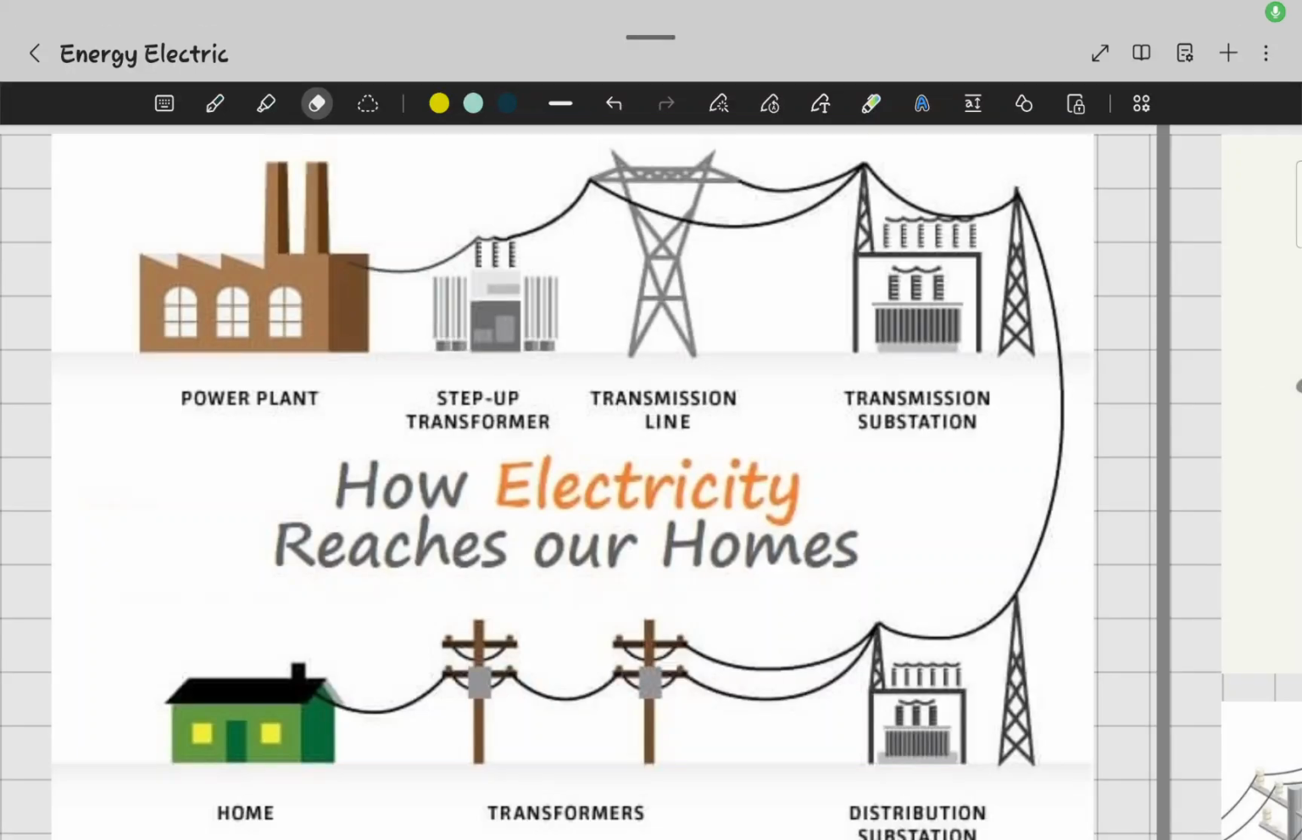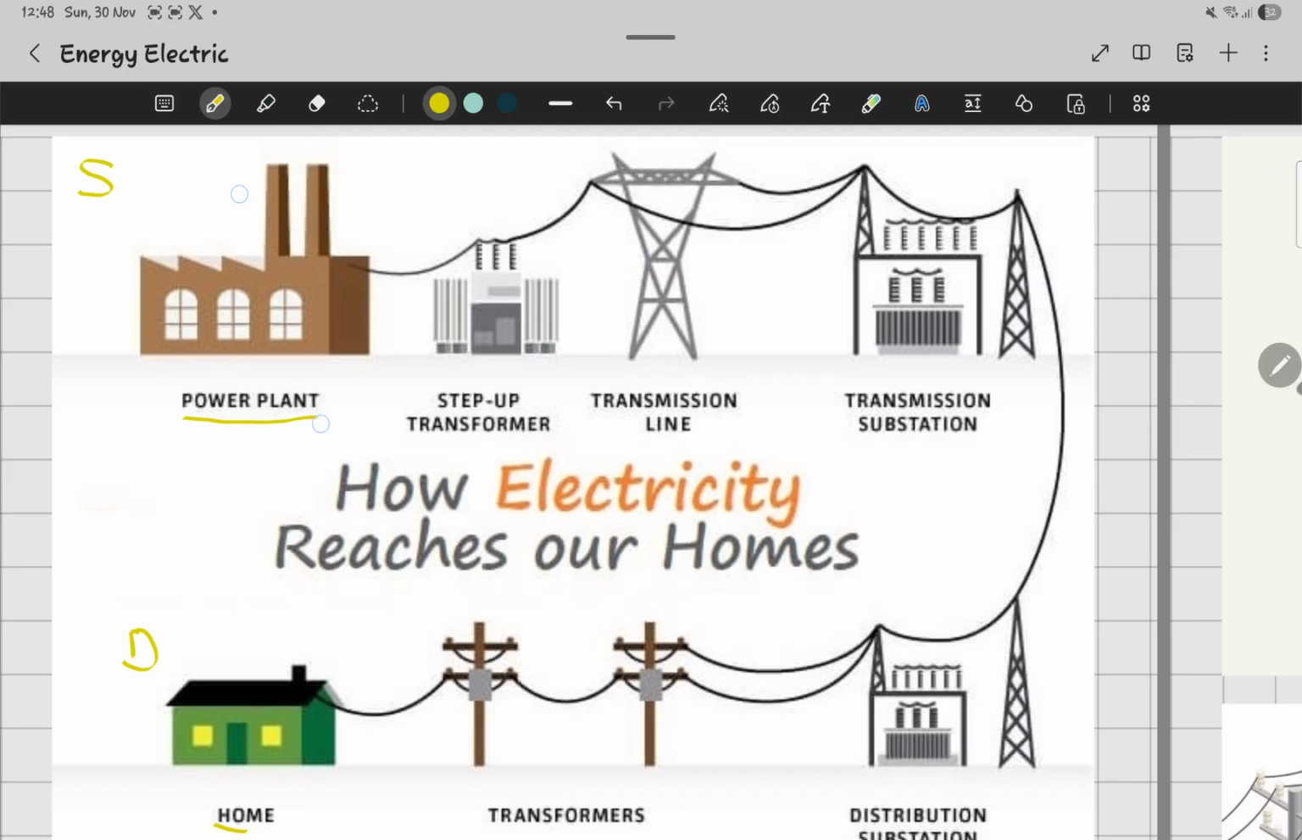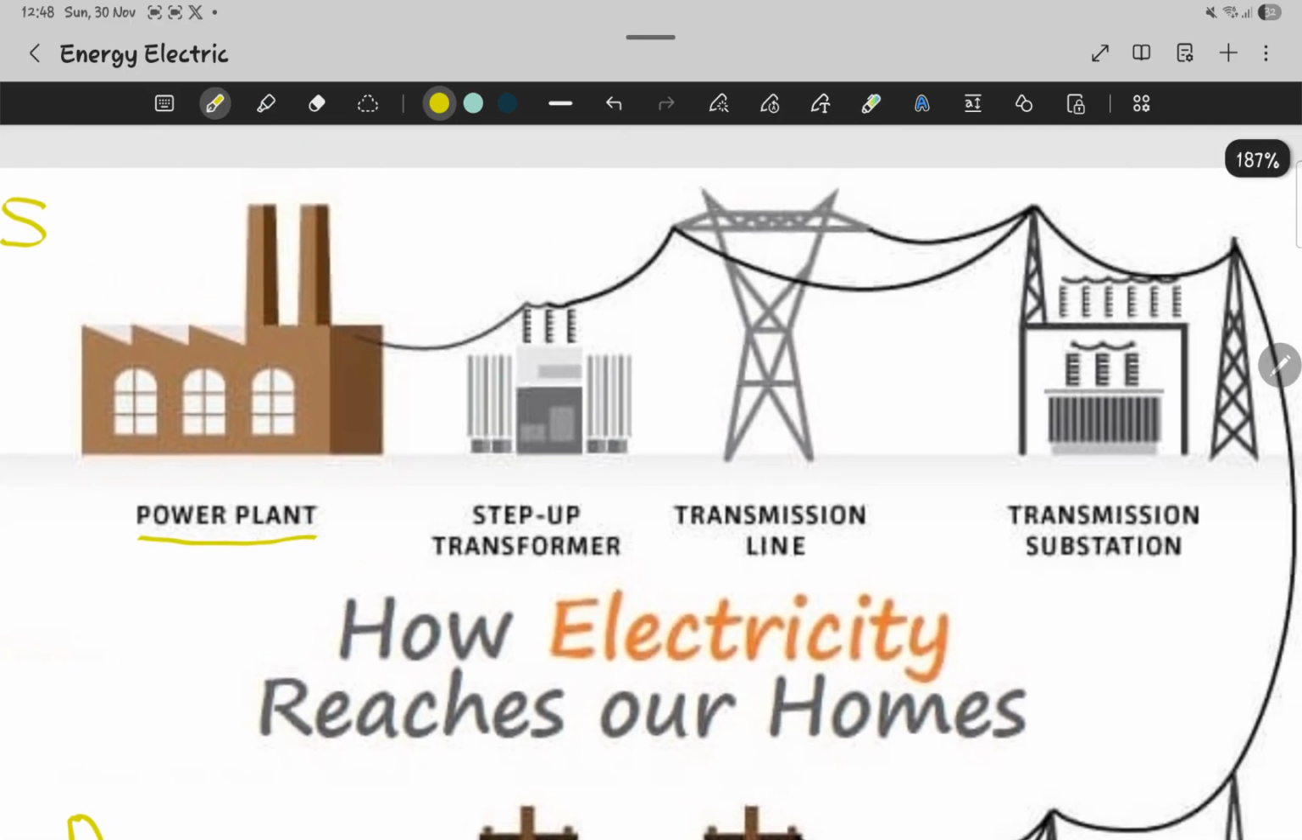So we're going to see how electricity reaches our homes. Let's say for example this is the source and the destination is the home. We're going to move the electricity from the power plant. So there are steps that we need to take.